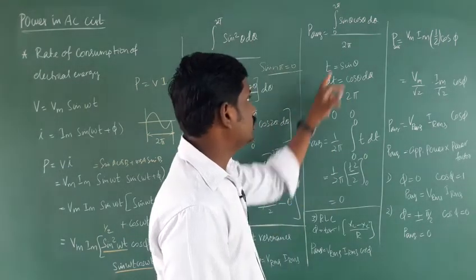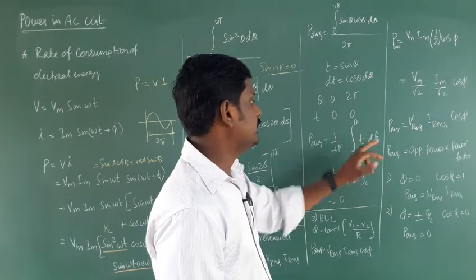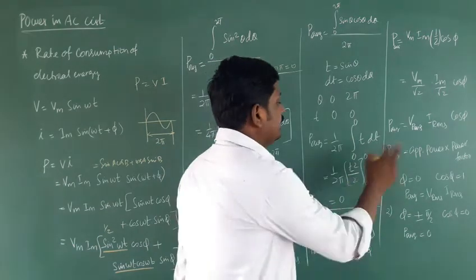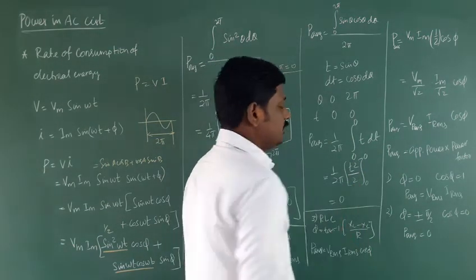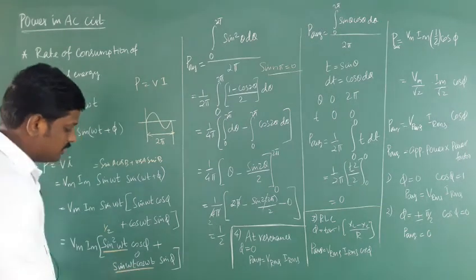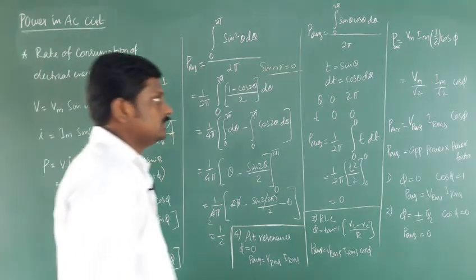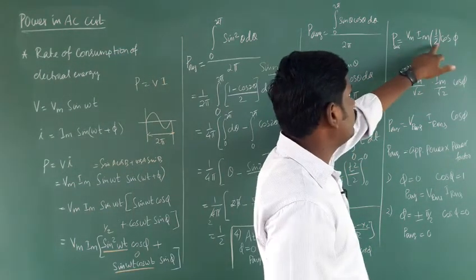So P average equals 1 by 2 pi, integral 0 to 0 of t dt. The integral of t dt is t squared by 2, so totally it's 0. So the second term is completely 0. The first term is 1 by 2 Vm Im cos phi.